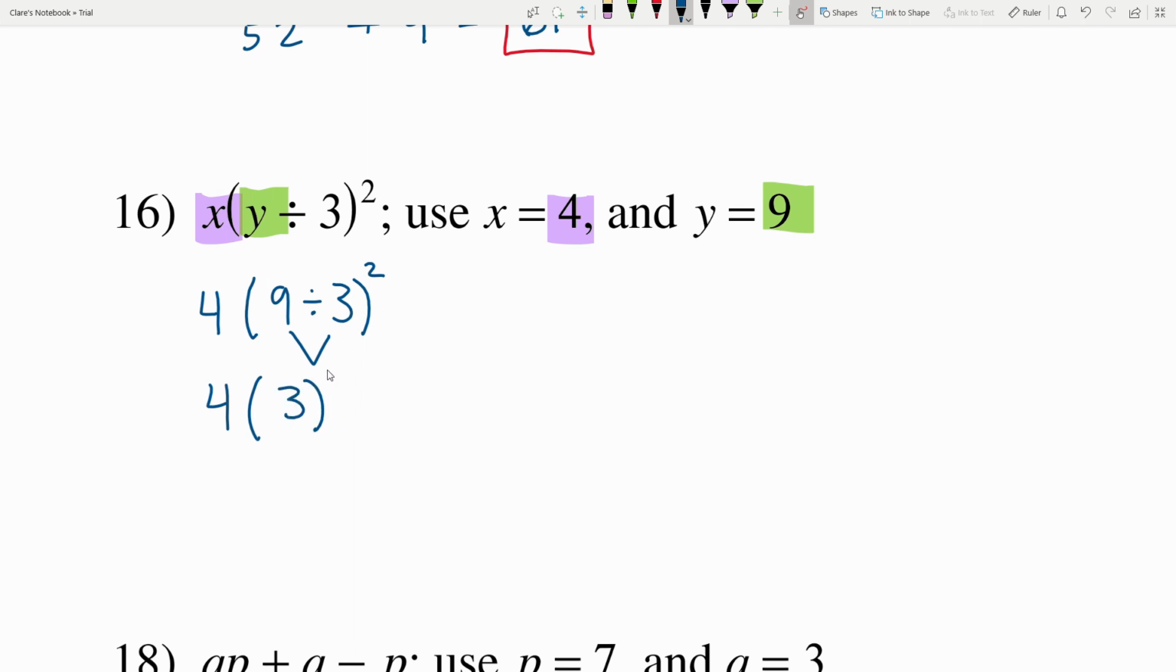And remember, that quantity is squared. So next, exponents come before multiplication. So 3 squared is 9. So I'll get 4 times 9, which equals 36. 36 is my answer, number 16.